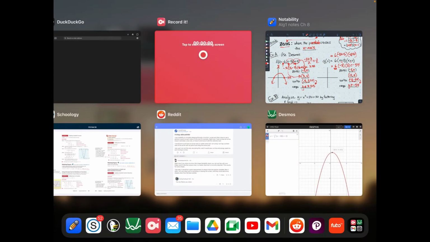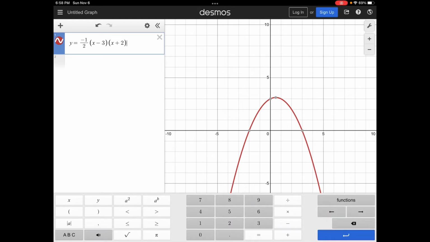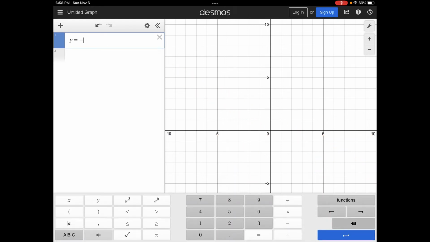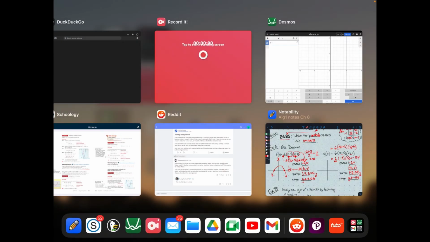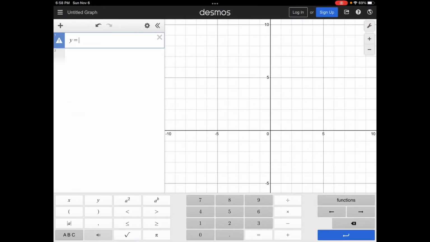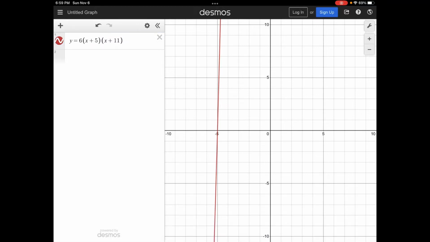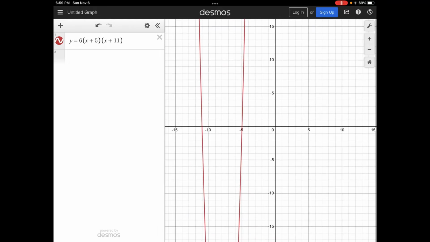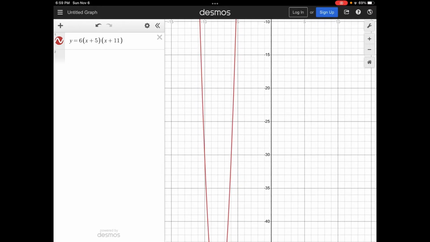All right, and we'll type this in. Come over here. Again, we had 6 times x plus 5, so 6 times x plus 5, close parentheses, times x plus 11. And this parabola is really hard to see on our graph because we only see part of the parabola. If we zoom out, we start to see, oh, okay, this is a parabola, but it goes way down below, right? And so that's a bit of a pain.